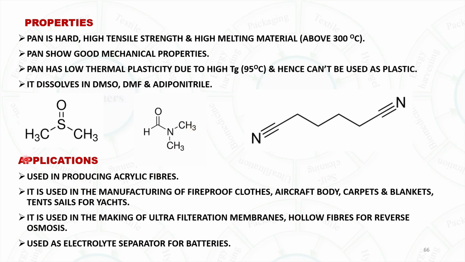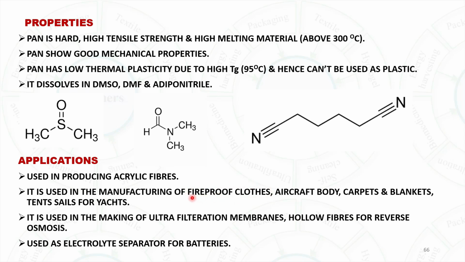After this, if you talk about the applications, then PAN has many applications. First of all, it is used in producing acrylic fibers. So whatever acrylic fibers there are, or acrylic paints, etc., it is also used a lot in them. And next to it, it is used in the manufacturing of fireproof clothes. The clothes which are made for the firefighters to go into the fire, this polyacrylonitrile is used in it.